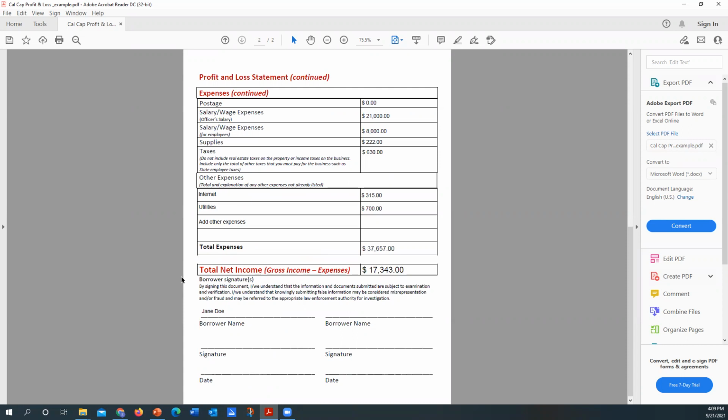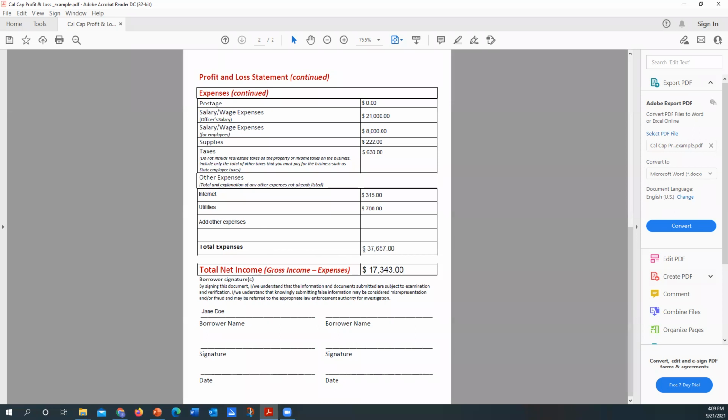They had some supplies that they paid for. They had some taxes as well. Here's other expenses down here at the bottom: internet expenses and utility expenses. You can add other expenses here. Total expenses, this totaled it for you. This document will total everything here for you.